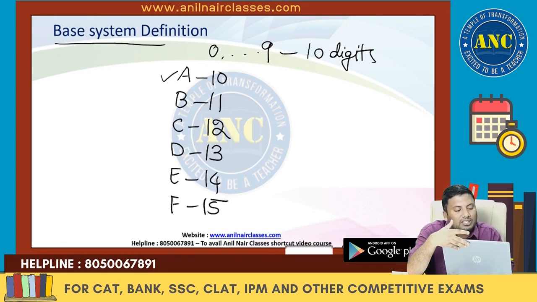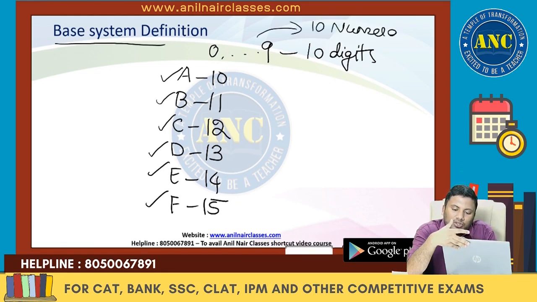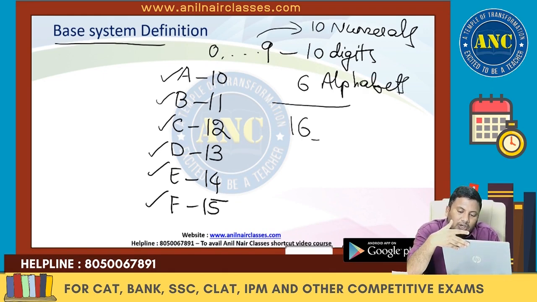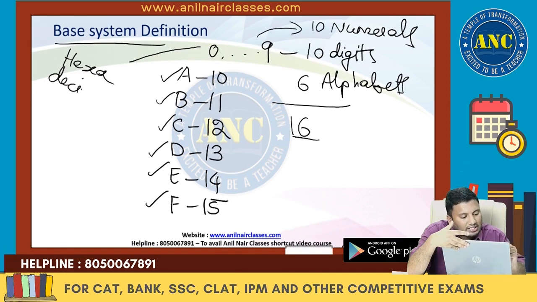So how many alphabets did I use? 1, 2, 3, 4, 5, 6. 6 alphabets. That means 0 to 9, I am using 10 numerals, and I am also using 6 alphabets. So 10 plus 6, total 16 numerals and alphabets which I use, which I call the hexadecimal system. All engineering students, pay a little extra attention to it.